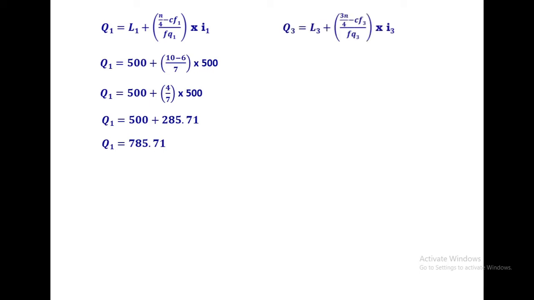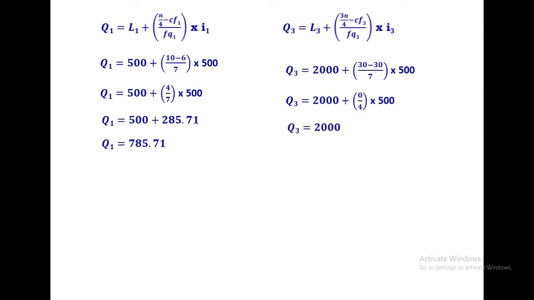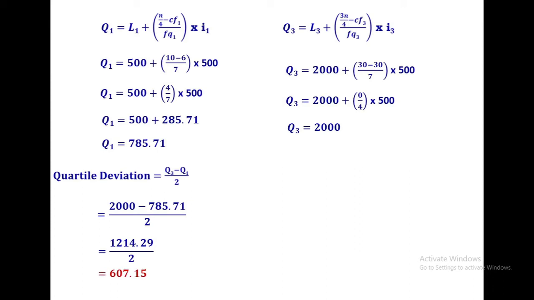After putting all these values in the quartile 1 formula, quartile 1 will be equivalent to 500 plus 10 minus 6 over 7 into 500, and that will be equivalent to 785.71. Similarly, for the third quartile, we can calculate that quartile 3 will be equivalent to 2000 plus 30 minus 30 over 4 into 500, and that will be equivalent to 2000 only. With the help of the first and third quartile values, we can calculate the quartile deviation, which is equivalent to Q3 minus Q1 over 2, or 2000 minus 785.71 divided by 2, and that will be equivalent to 607.15.